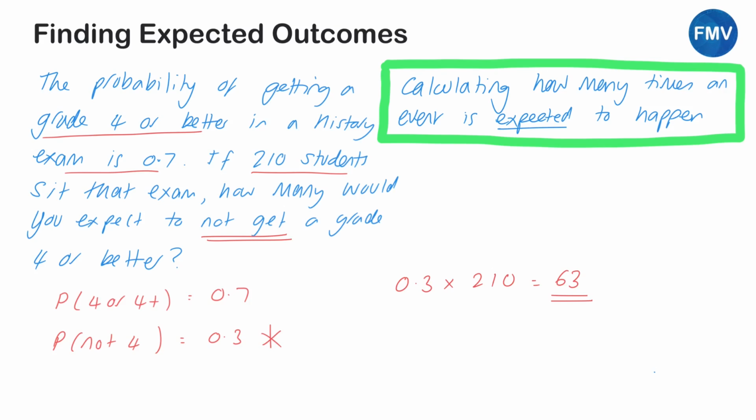Okay, so that's finding expected outcomes. Hopefully you can see that's very simple. Again, to recap, what you're doing here is you're finding the probability of that event occurring and you're multiplying it by the quantity that you've got.